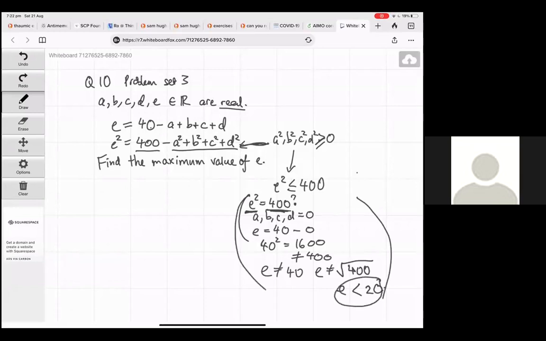So in fact, we have that A, B, C, and D are not all equal to 0, because we just investigated that case. And we have that E squared is not equal to 400 because we just investigated that, and it's not possible. Okay, so cool. So that means we've already established that E is strictly less than 20.